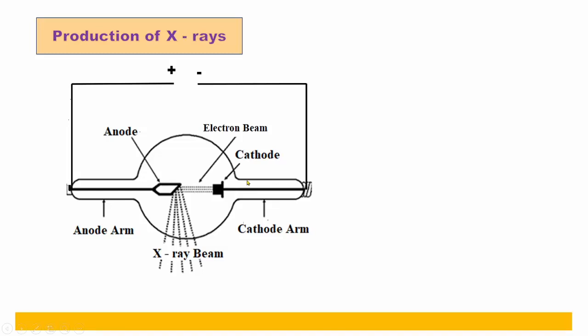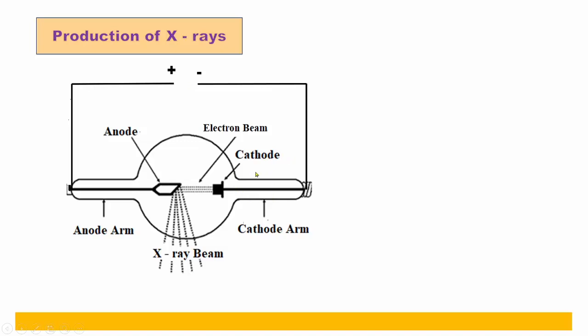This cathode consists of a tungsten filament, and this is heated by a low tension battery. This anode is made up of a metal like tungsten or molybdenum because of high melting point and high atomic number. The high potential difference between anode and cathode is maintained with the help of this battery.